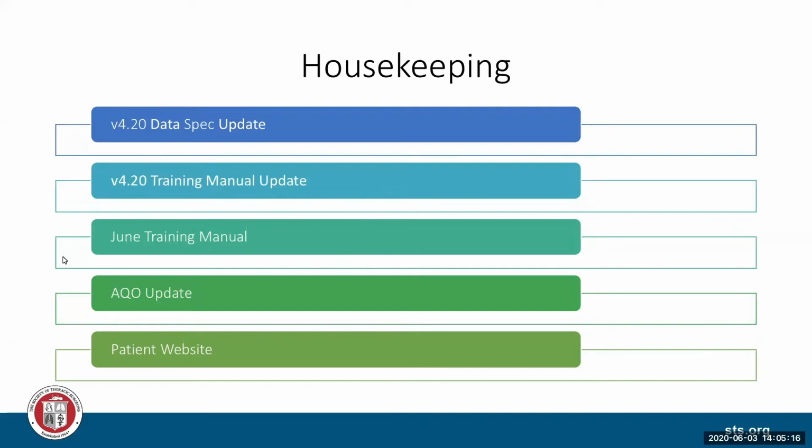Melinda will be working on the surgeon worksheets, and those should be done definitely in time for go live. The June training manual has been updated for version 2.9, and then we're going to give an update from Emily.